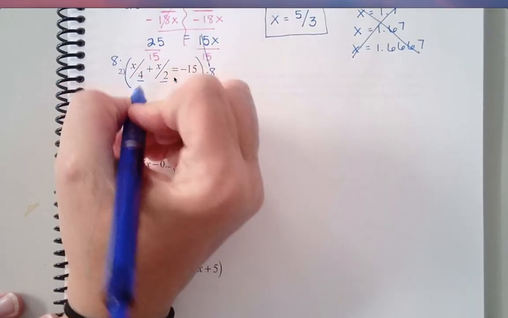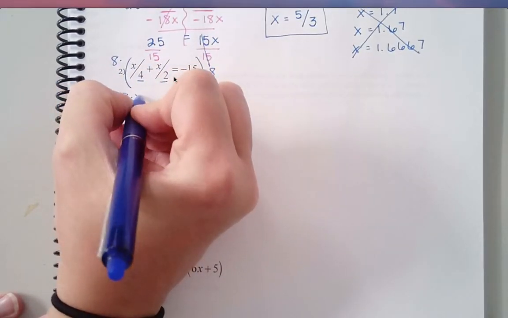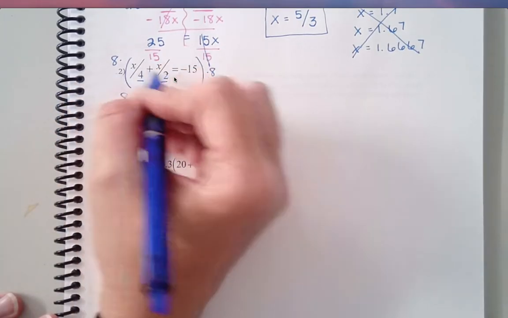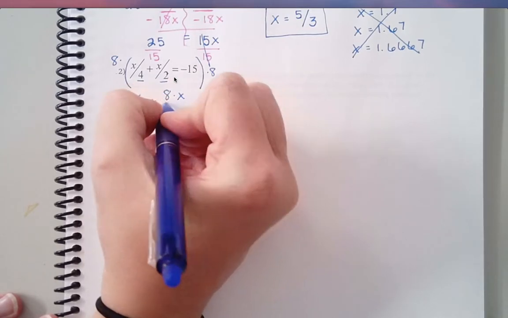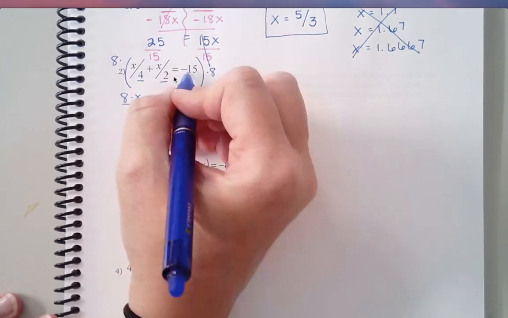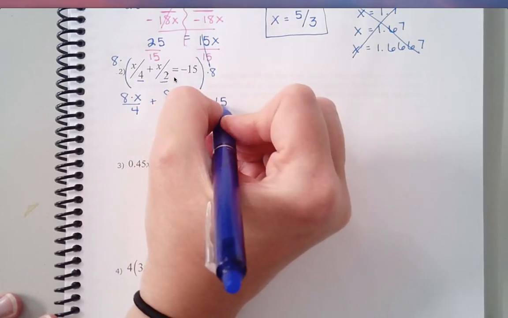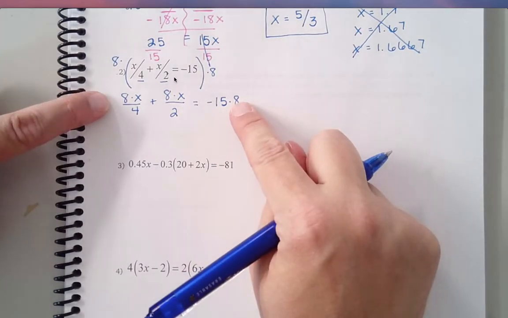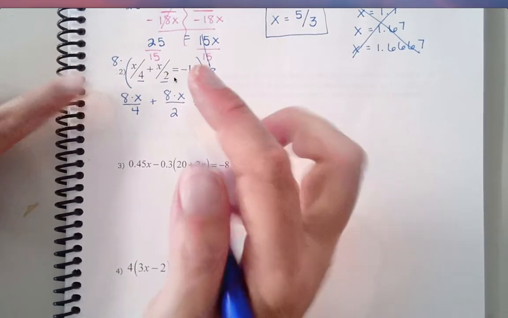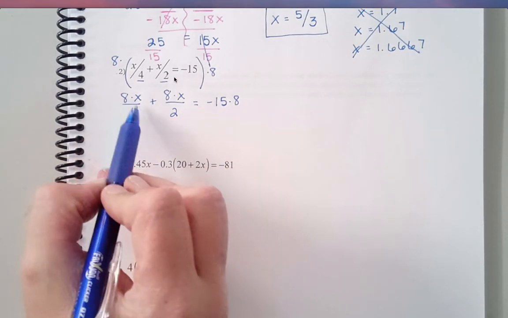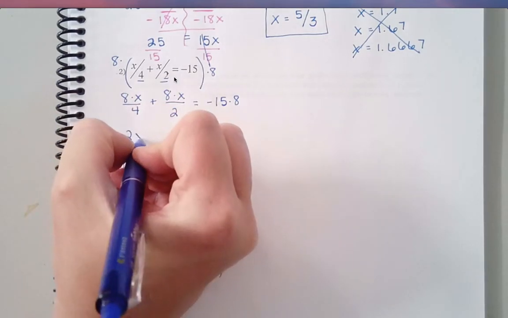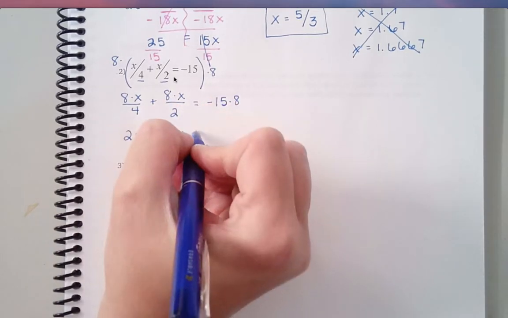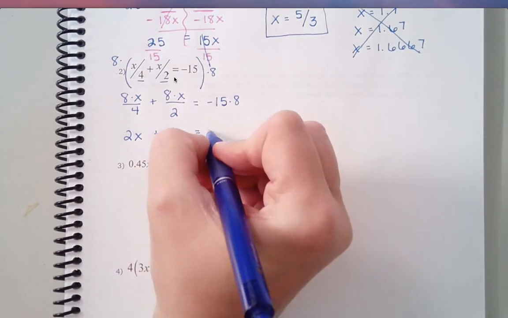This thing here becomes 8 times x divided by 4. And this thing here becomes 8 times x divided by 2. And then here I get negative 15 times 8, which I'll simplify in just a second. So again, I normally wouldn't take the time to write that step down, but I wanted you to see what I'm doing. Because what's going to happen here is 8 divided by 4 makes 2, and 8 divided by 2 makes 4, and 15 times 8 is negative 120.